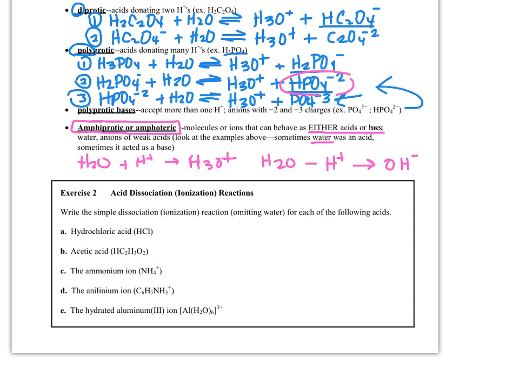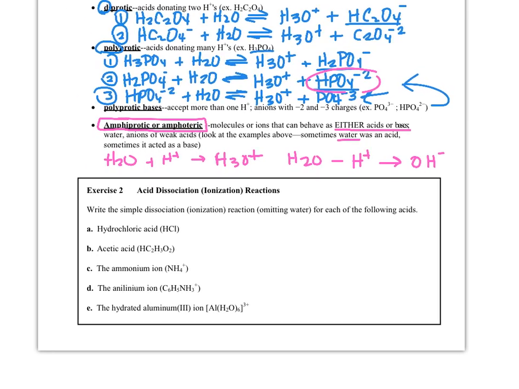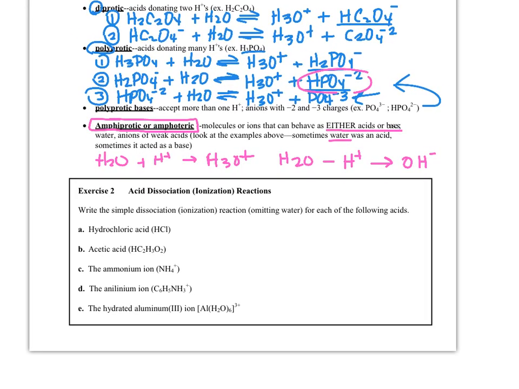Okay, so here are acid dissociation or ionization reactions, just practicing writing the dissociation of each of the following acids. So we're going to treat each of these as if they are an acid. And when you treat them like they're an acid, you're going to donate the hydrogen from them. So write the simple dissociation, ionization, omitting water, for each of the following. You can put the water in there if you want. I don't care either way. Okay. So it says omitting water, but really I like to write the water in there because I like to see H3O plus. But that's all you're doing, is working through.